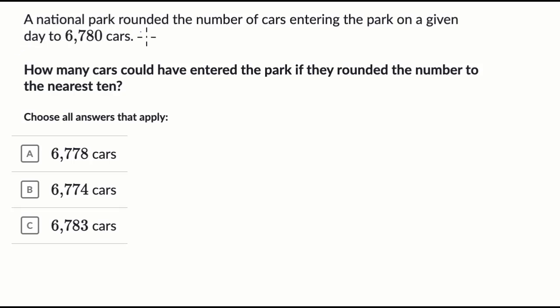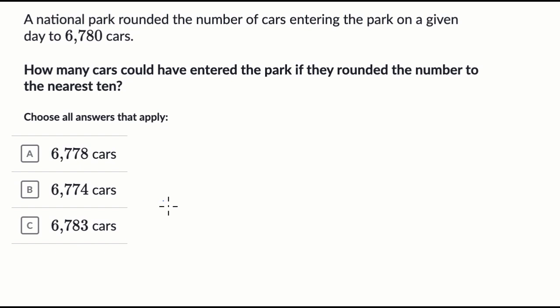We're told a national park rounded the number of cars entering the park on a given day to 6,780 cars. How many cars could have entered the park if they rounded the number to the nearest 10? Choose all the answers that apply. So pause this video, try to solve this yourself before we solve this together.